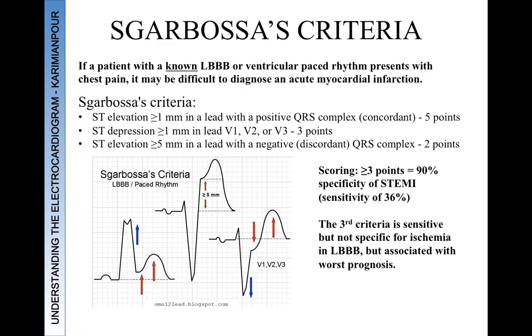So if you have 3 or more points, it's a 90% specificity for a ST elevation MI in somebody with a known left bundle or ventricular pace rhythm who presents in the right clinical setting, so in chest pain. That's typical anginal pain, let's say, and that have risk factors. The third criteria is sensitive, but it's not very specific for ischemia and left bundle, but it is associated with worse prognosis, so that is something to keep in mind.